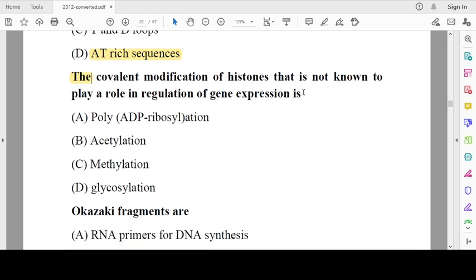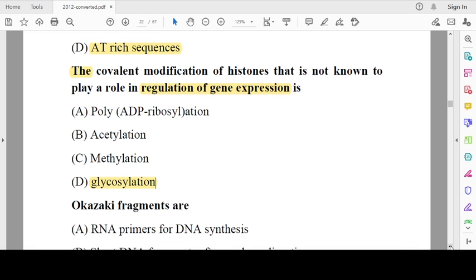Which modification of histone is not known to play a role in regulation of gene expression? The correct option is glycosylation, whereas other modifications of histones like poly ADP ribosylation, acetylation, and methylation are involved.